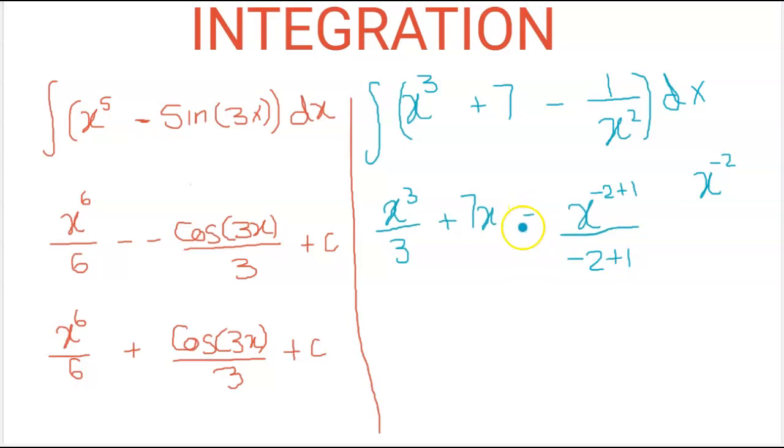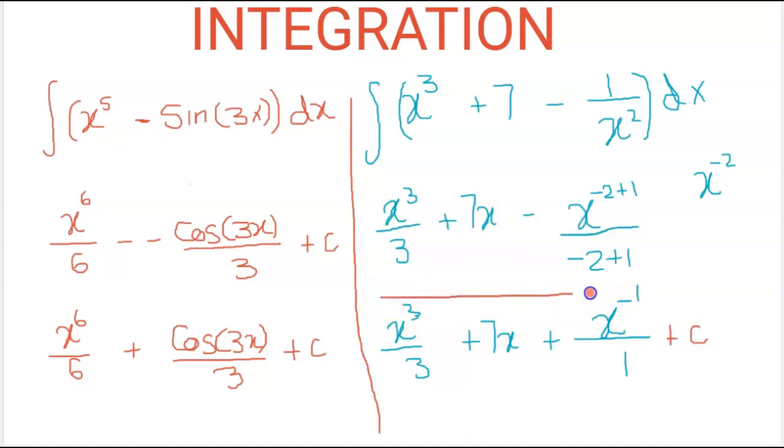Yeah, and there's already a minus here. So that becomes x cube over 3 plus 7x, and that becomes x to the minus 1, minus 1. Now that minus 1 and there's that minus 1, I can make that one a plus 1 and I can make this disappear. But do not forget to add a positive c, which is a constant of integration, and that will be your answer.